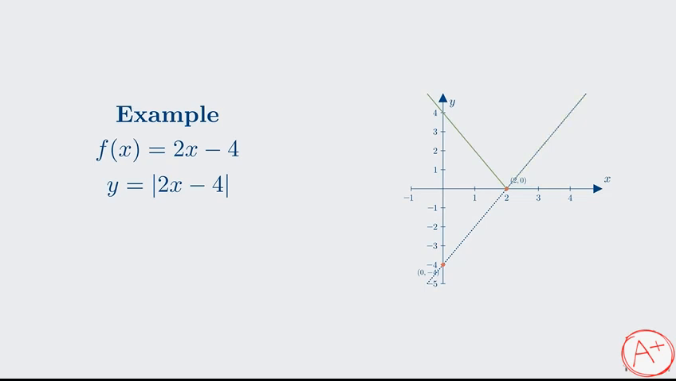Notice that the part of the line above the x-axis stays exactly where it is, but the part below the x-axis, where y is negative, is reflected upwards. This turns the straight line into a sharp V shape. The vertex of this V shape is always at the original x-intercept, which is (2, 0). The new y-intercept is the modulus of -4, which is +4.